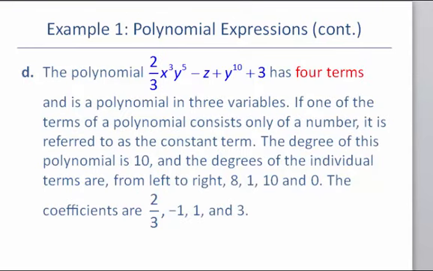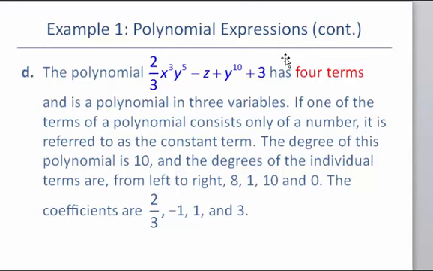All right, our next example says that we have 2/3 x to the 3rd, y to the 5th, minus z, plus y to the 10th, plus 3. So this one has 4 terms, and so we just refer to it as a polynomial. It does have 3 variables because it has x, y, and z. This 3 is referred to as a constant term because it does not have an x to go with it or a variable to go with it.